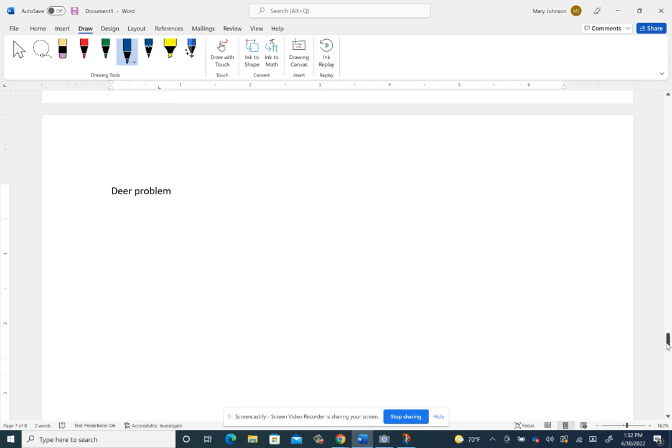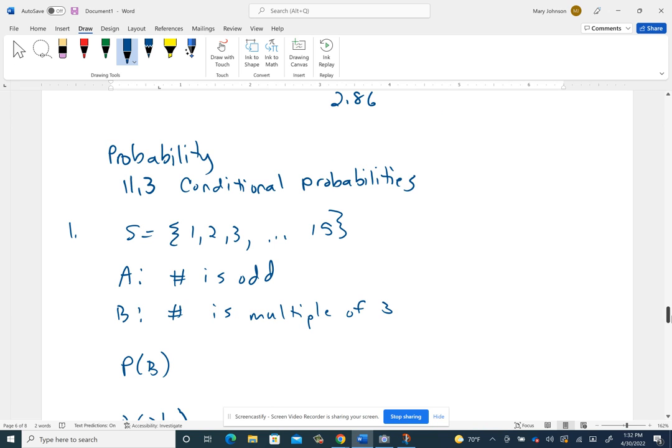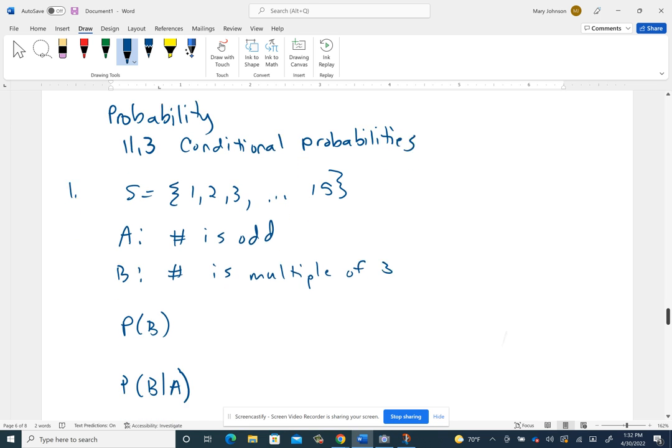All right, let's do a little more probability. Okay, let's look at some conditional probability. So this is from section 11.3, find conditional probabilities. There's several examples of ones you need to do given to you on the study guide. So let's look at this question that was on the test.